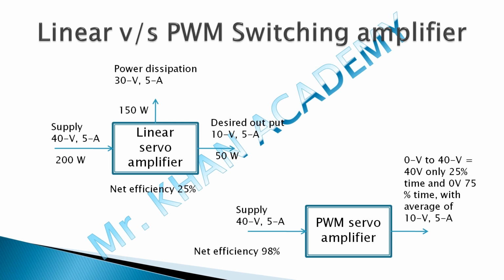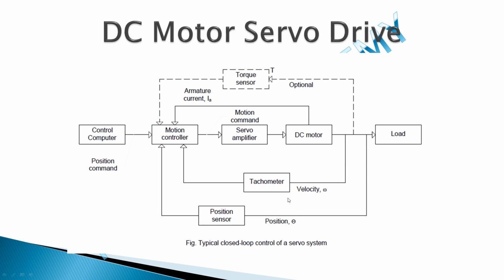After 15 kilohertz, the losses are increasing in PWM also. But ultimately, more than 100 watts we can use PWM servo. That is the difference between linear versus PWM servo amplifier.